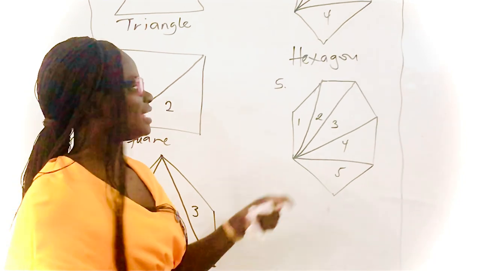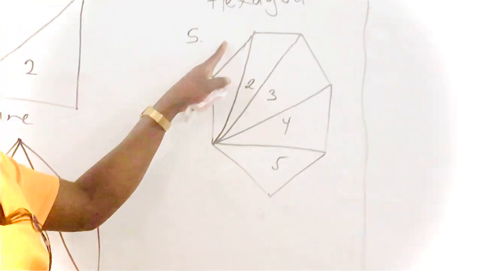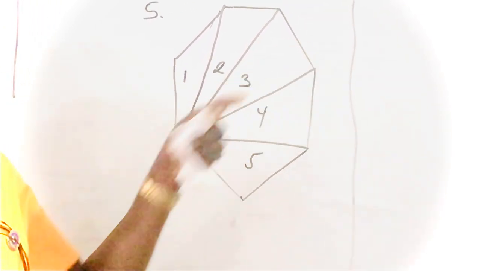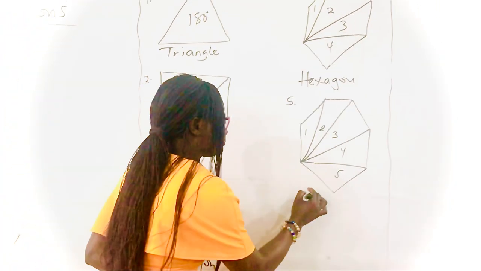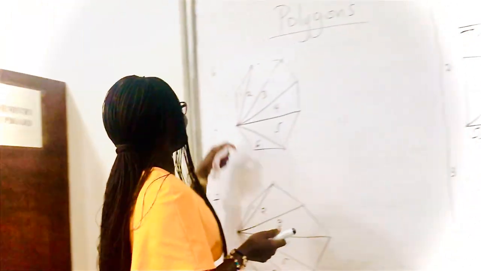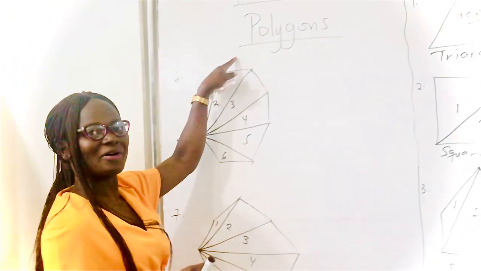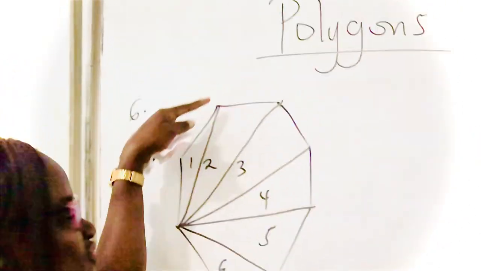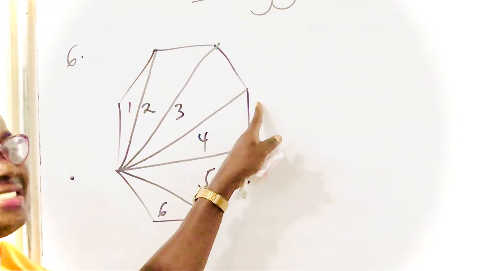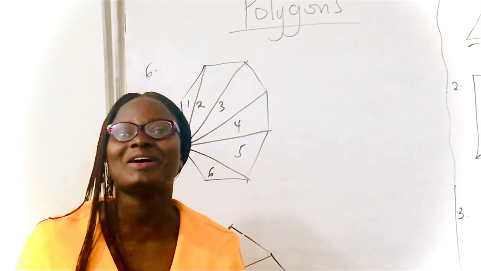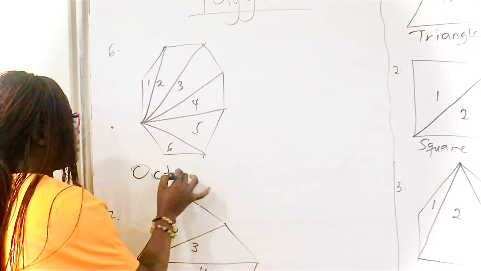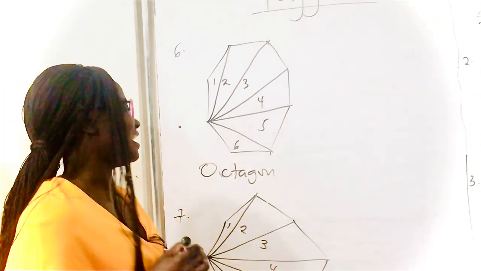Let's name the fifth diagram. 1, 2, 3, 4, 5, 6, 7. And we call it a heptagon. The sixth diagram, let's name it together. Count the number of sides it has. 1, 2, 3, 4, 5, 6, 7, 8. So how do we call it? Octagon. So a polygon with 8 sides is called an octagon.